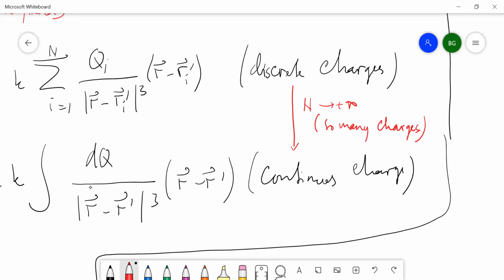So for example, if you have 1 mole of electrons, how many electrons are there in 1 mole? 1 mole is 10 to the 23, I think, around 6.